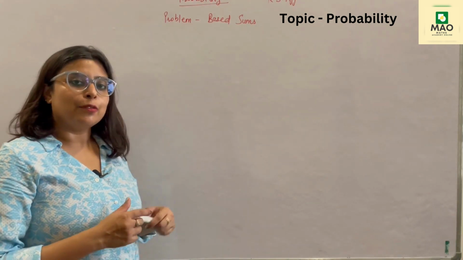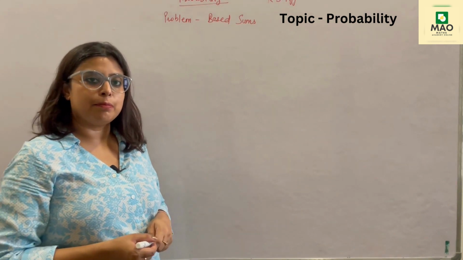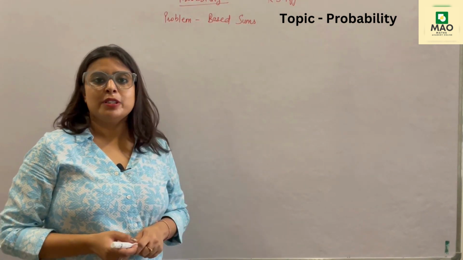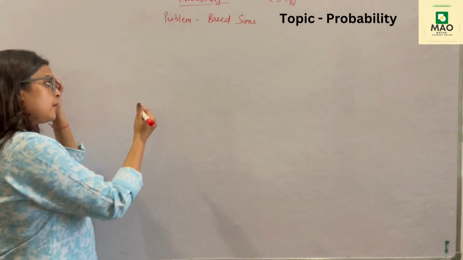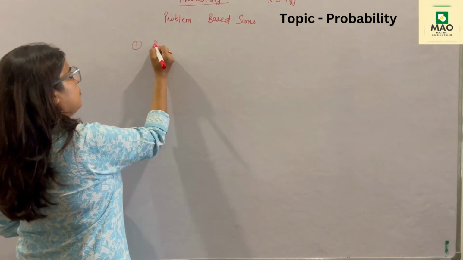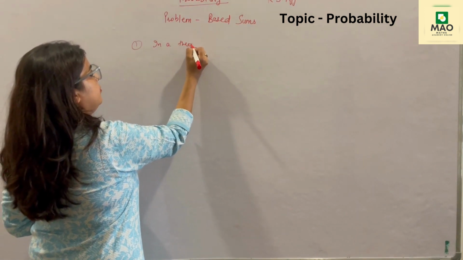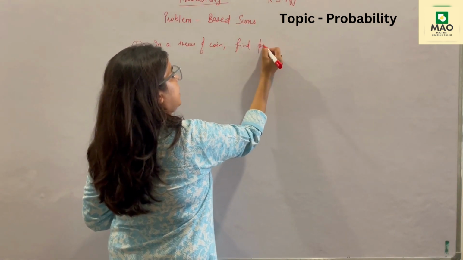So now let's start with the problem based sums of probability. First of all, I am taking some examples from the chapter of probability of R.S. Agrawal. So the first example goes like this. In a throw of a coin, find the probability of getting a head.